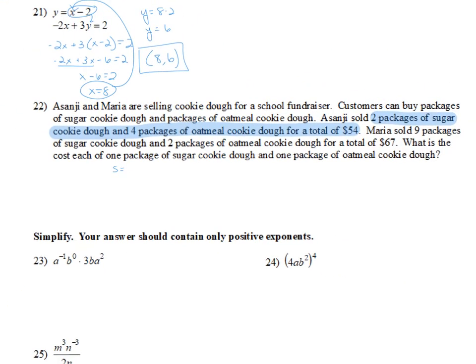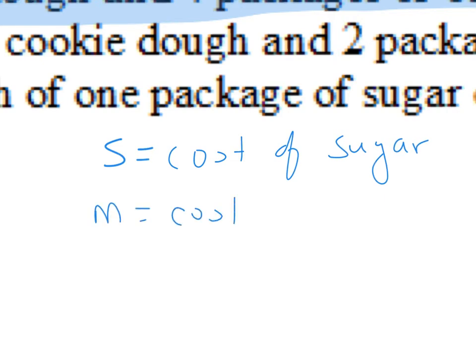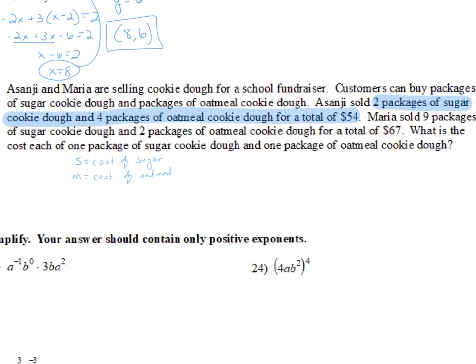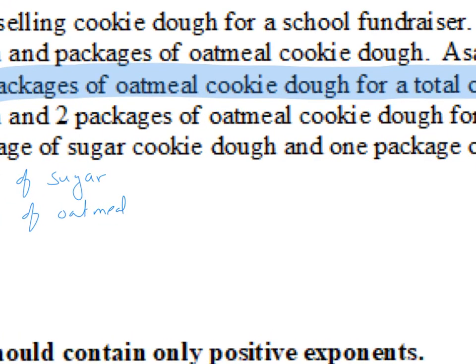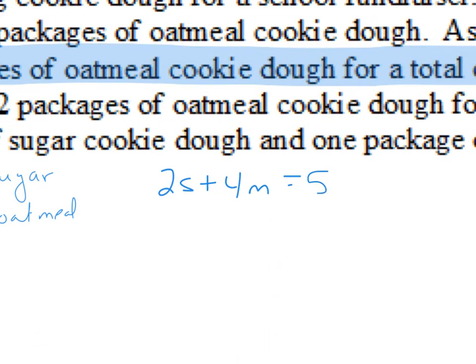What are we looking for here again? What is the cost? So cost of sugar. Okay, an oatmeal, I'm not going to use an O because it looks like a 0. I'll use an M. So this will be cost of oatmeal cookies. Okay, so I have got 2 sugars, 4 oatmeals, and my total is $54.